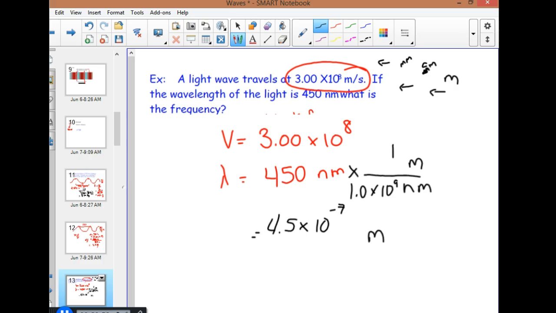It is a lot easier to convert the meters in the wavelength question than to try to change the meters in the speed calculation. All right, the next step, you're being asked to calculate the frequency. Which formula are you going to use to calculate your frequency? The first one on the bottom.